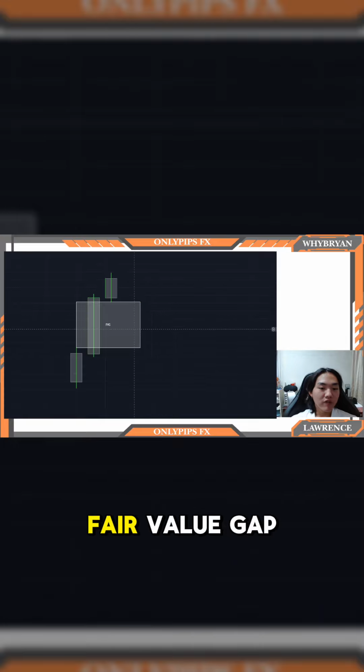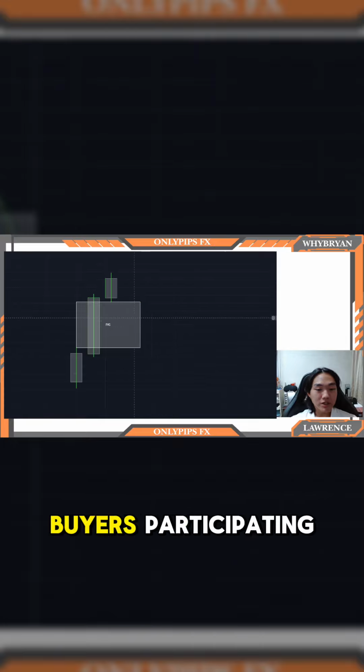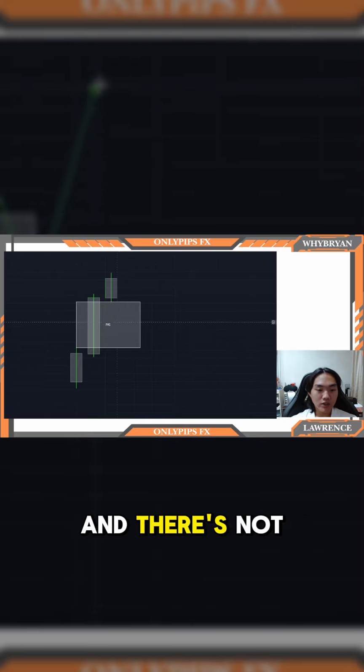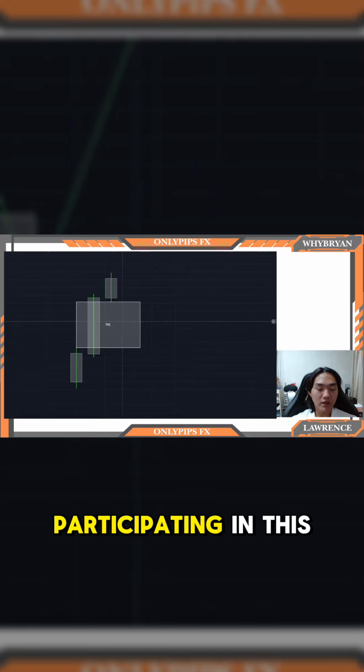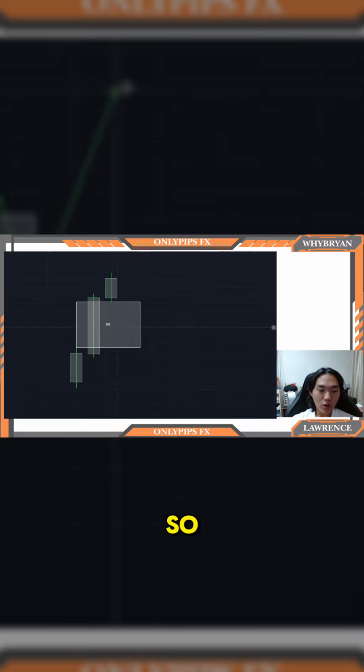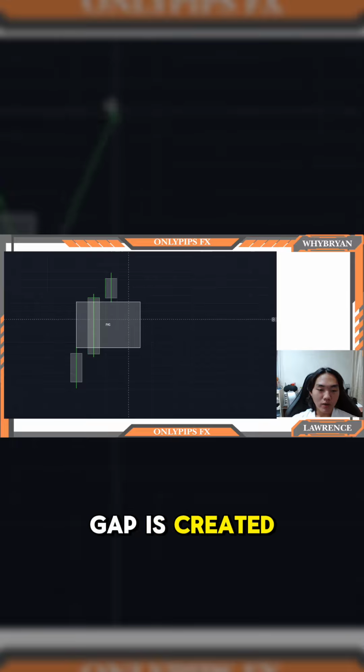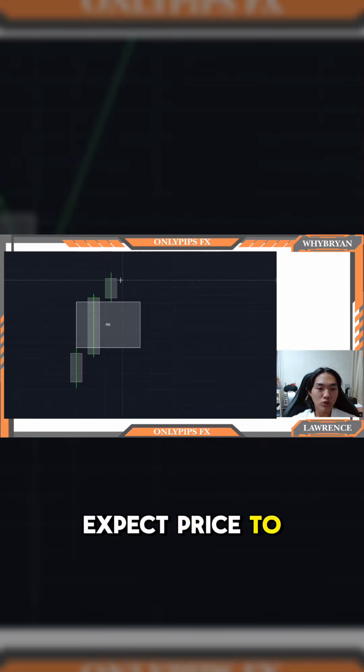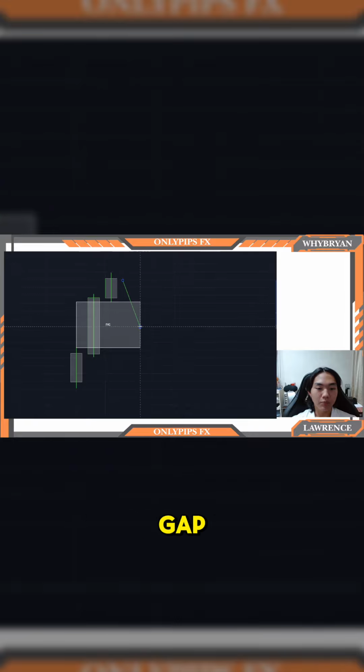In this bullish fair value gap, there are too many buyers participating and not enough sellers participating in this trade. So a fair value gap is created to offset the imbalance in the market. That means I'll expect price to retrace back into this fair value gap and then continue to move up higher.